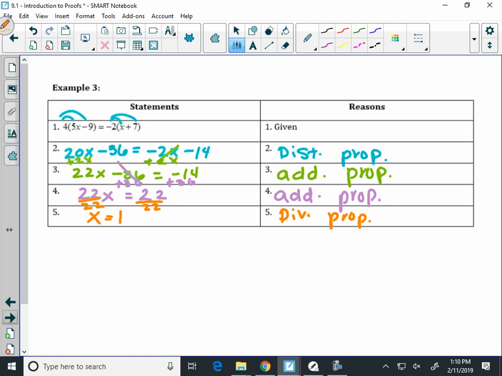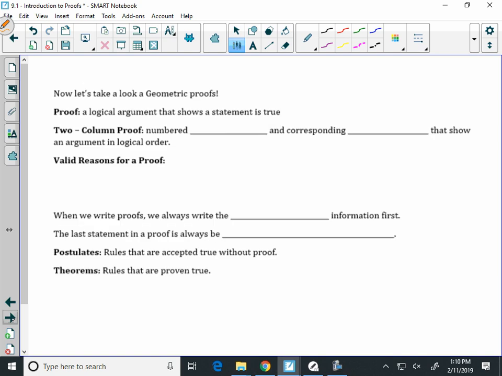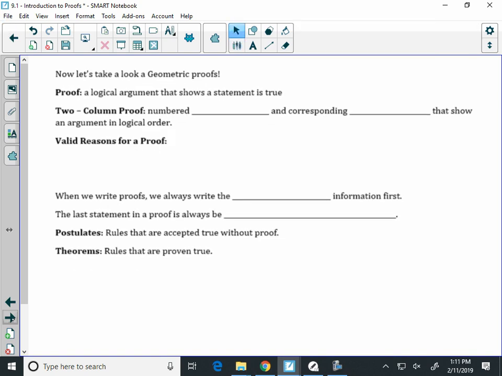So that's a basic flow of a proof. You go through each step, you do something, and you write down your reason for that step, why you wrote that. Okay? These are just algebraic proofs to help you get into the flow before doing an actual geometric proof, which we're going to talk about next. Okay? So we're going to take a look at geometric proofs. We're not going to do a geometric proof today. We'll do one tomorrow, but we're just going to talk about the basics today.